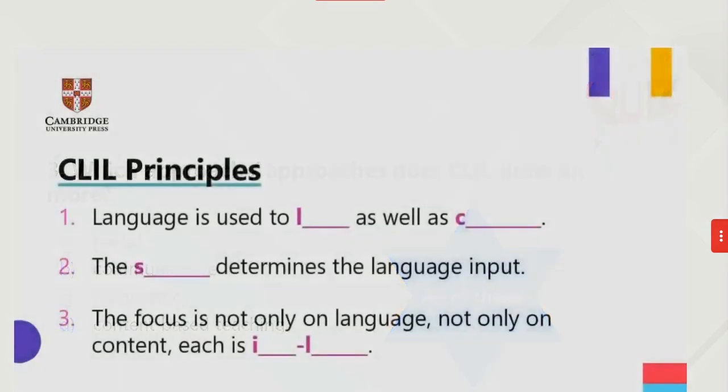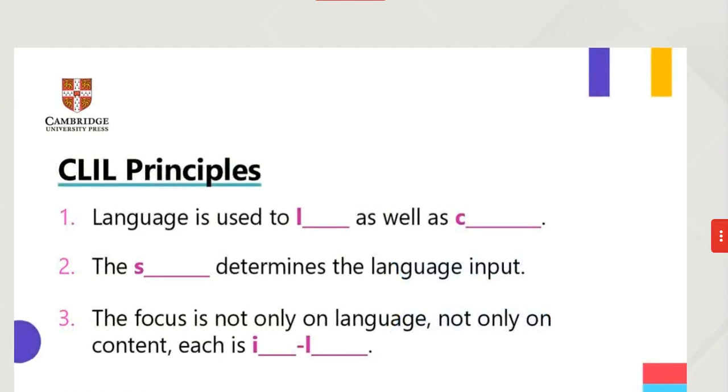So CLIL has three main principles. And here are the three main principles. But what I've done, I've taken out keywords. So I'd like to see if you can guess what the keywords are. In the first principle, language is used to as well as. I've given you the first letter.